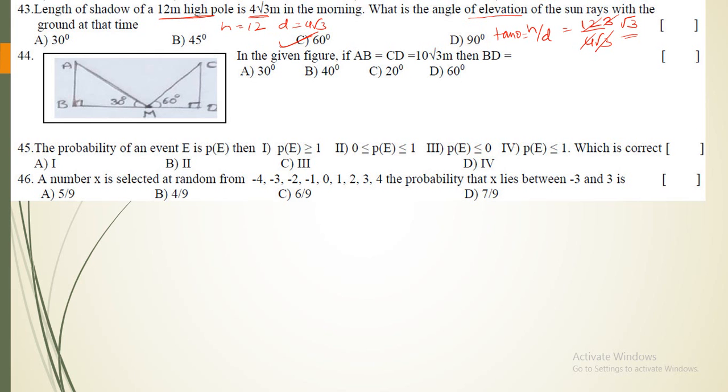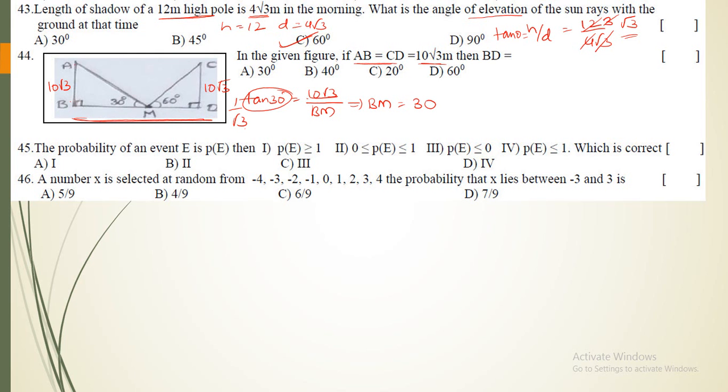So what he has given? In the triangle, in the given figure, AB is equal to CD is equal to 10 root 3. So these two heights are 10 root 3 meters. Then what is the distance of BD? This distance we need to find out. So first of all we will be considering triangle ABM. In triangle ABM, tan 30 is equal to 10 root 3 by BM. What is the value of tan 30? Tan 30 is nothing but 1 by root 3. So when I do cross multiplication, the 10 root 3 will be multiplied, which gives me 10 3s are 30.